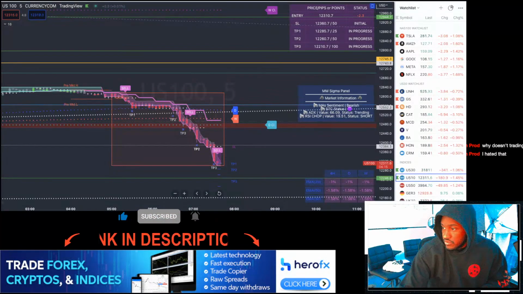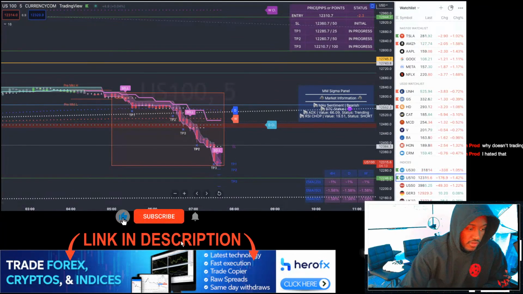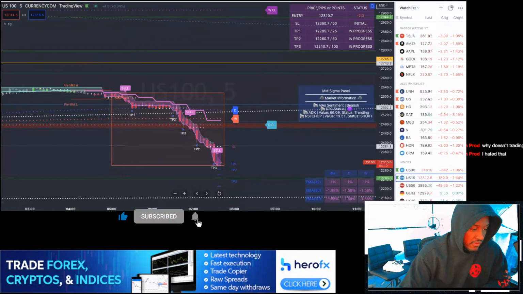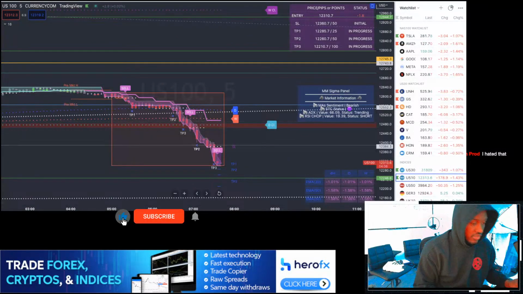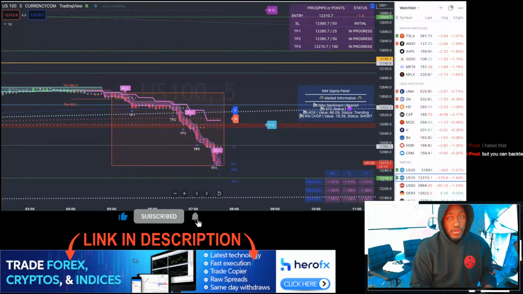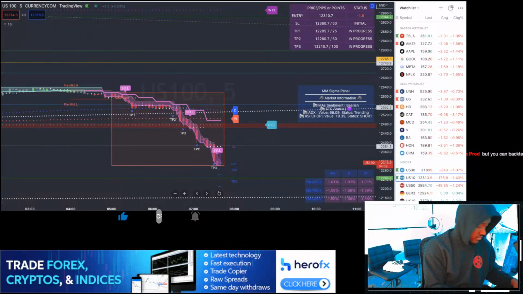Because Heikin Ashi is using the open, high, low, close of price. So using Renko or Heikin Ashi, you're not able to do the replay because it requires current price action to generate those candles.